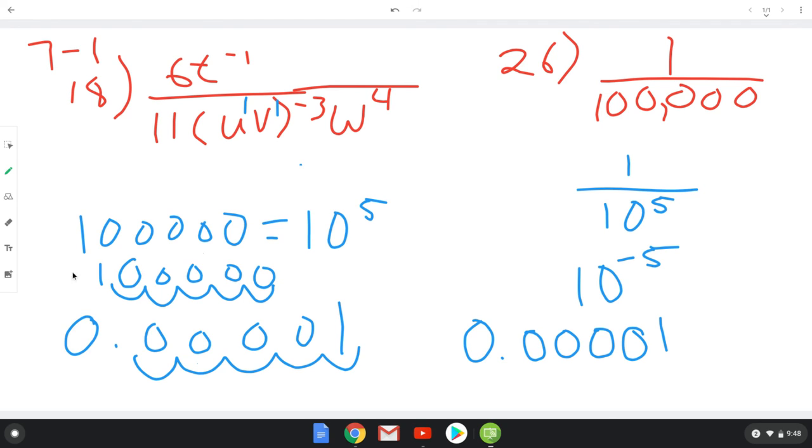So if it's positive, then the number of zeros matches the exponent. If it's negative and I write it as a decimal, then the number of zeros is 1 less, because the decimal has to go around the 1 as well.